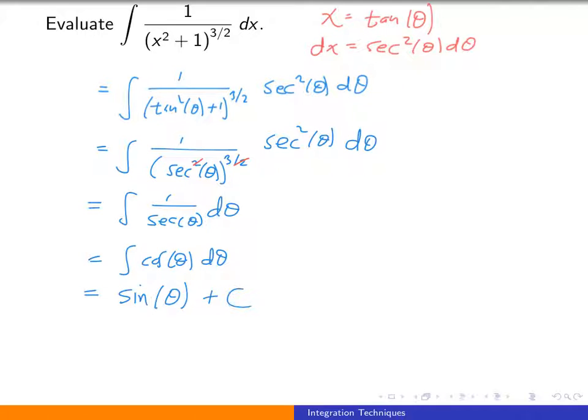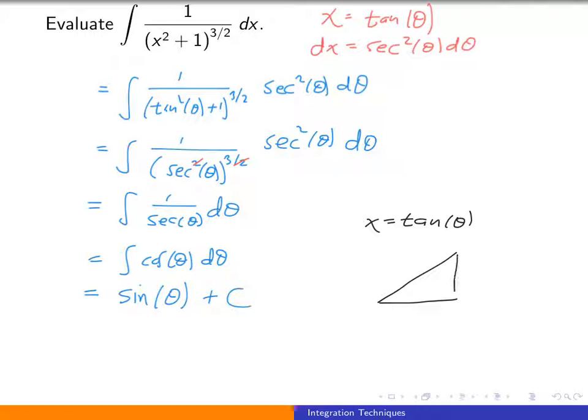Now, anytime we're evaluating an indefinite integral, we need to go back and think about what that original variable was, x. So our solution needs to be expressed solely in terms of the variable x. In order to do so with a trigonometric substitution, the suggested method is to draw an associated right triangle. So our trig substitution is x equals tangent theta. So let's draw the associated right triangle.